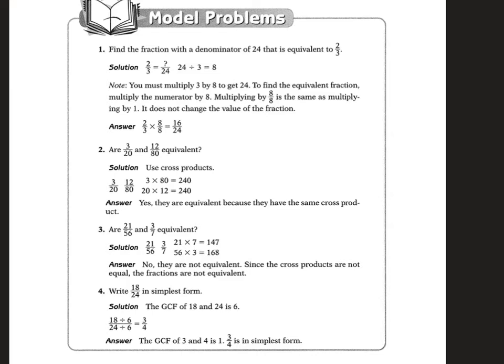By something to get 24 in the denominator. So 3 times what is 24? It's 8. So we multiply the 2 by 8, and that gives us 16/24.